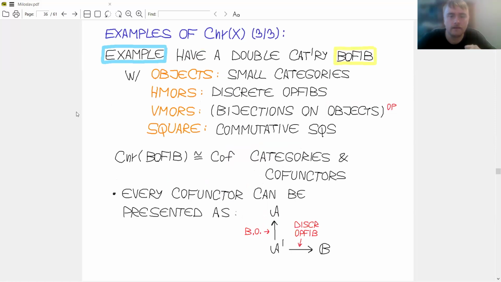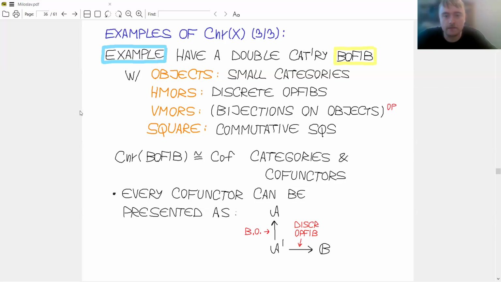Okay, there's another example. You have this double category BOFIP, which I haven't introduced earlier, but I will introduce it now, where the objects are small categories. Horizontal morphisms are discrete fibrations. Vertical morphisms are functors that are bijective on objects, but we need to take the opposite again.